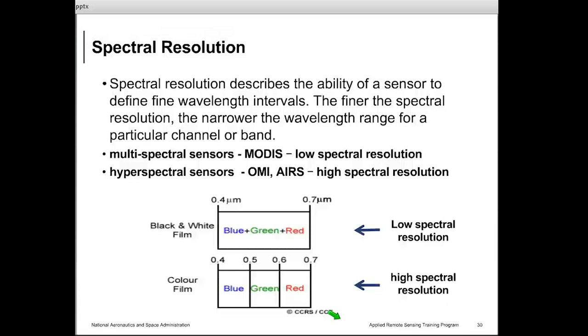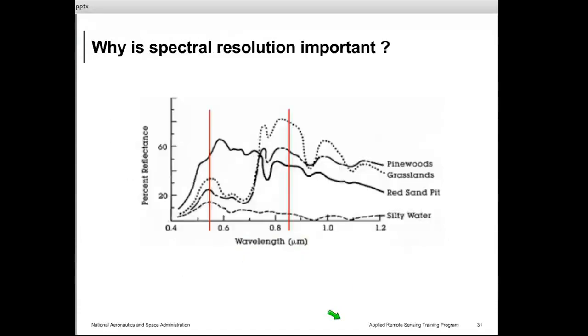Typically, there are two types of instruments: low spectral resolution, such as MODIS, and hyperspectral sensors, like OMI and ARS. These hyperspectral sensors make measurements on every single wavelength. They have a spectral resolution of 1 nanometer or finer, whereas low spectral resolution sensors like MODIS have a spectral resolution of 20 nanometers or more.